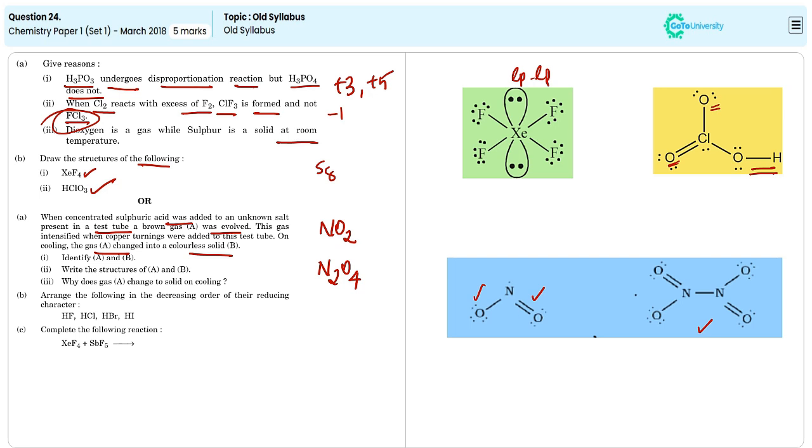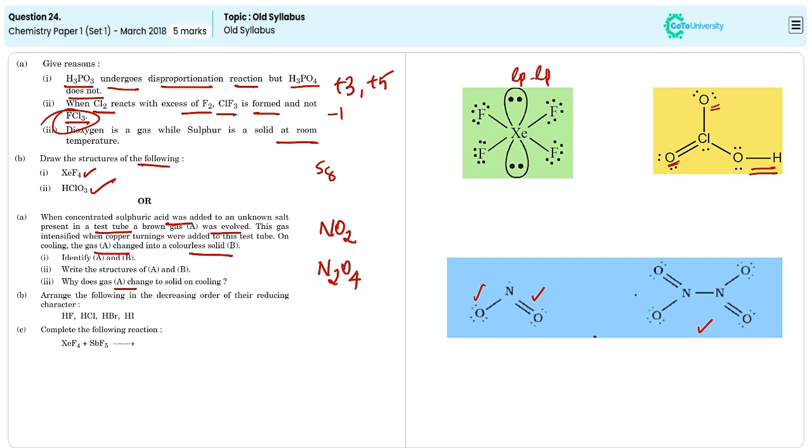The third one is: why does the gas A change to a solid on cooling? Because nitrogen dioxide is dimerizing into N2O4, that's why it changes to solid form by the cooling process.